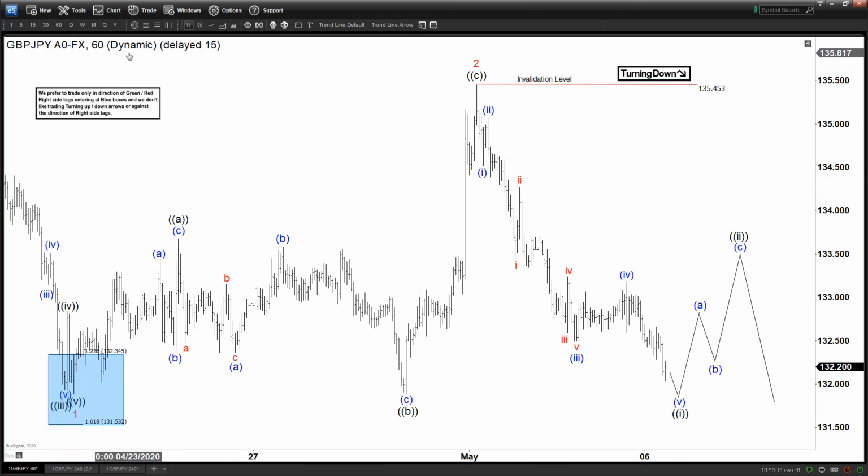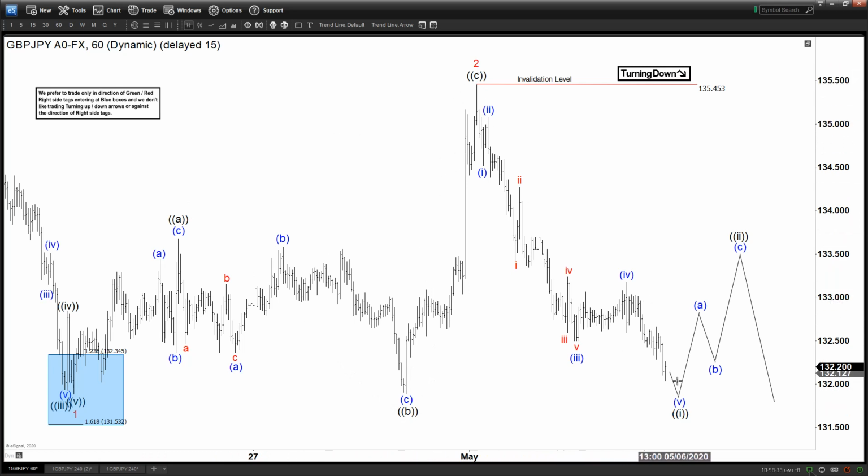So for today, we are looking at the chart of the pound yen. This is a 60 minutes chart here. We have this decline to be a wave 1 and this bounce here to be a wave 2. You can see this wave 2 here is in the form of an expanded flat. We got A, B, and then an impulsive move on the upside C, ending with 2 here.